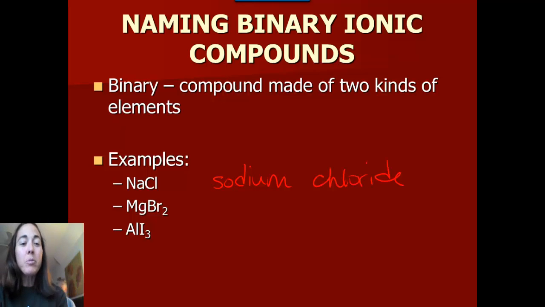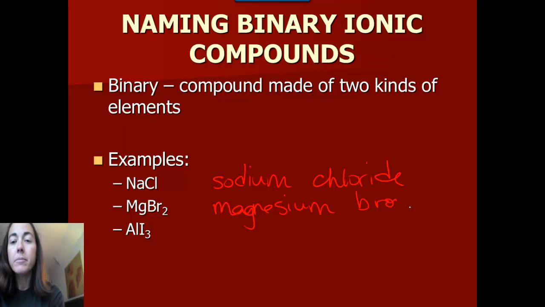The next example is MgBr2. The Mg, remember, is just the name of the element, so it's called magnesium. I'll write that in there for you. And the second word is bromine, but remember we've got to put the "ide" on the end of that word, so this is bromide. Alright, so that's magnesium bromide.